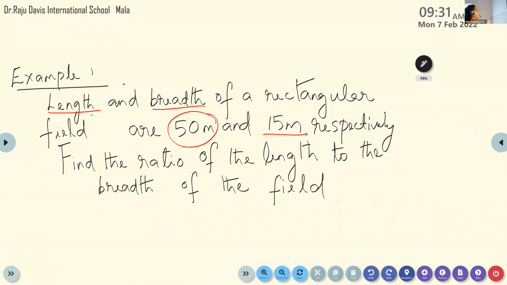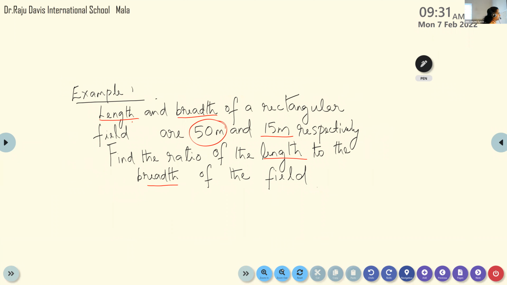Find the ratio of the length to the breadth. Length to the breadth. First, what do we have to write? 50 is to 15. Yes? Okay, so let's write with steps.